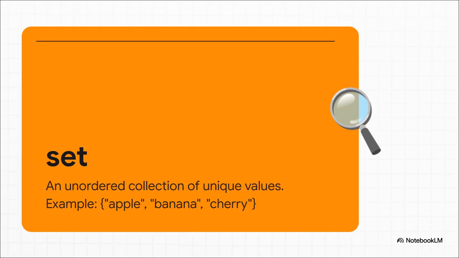And finally, we have the set. A set is super straightforward. It has just 2 rules. The order of items does not matter at all, and every single item inside must be unique. It automatically gets rid of any duplicates for you. So, whenever you just need to know, is this thing in my collection, and you don't want any repeats, a set is what you grab.